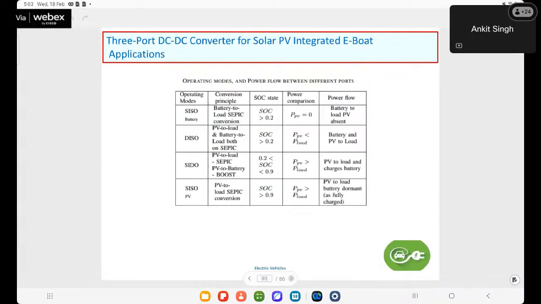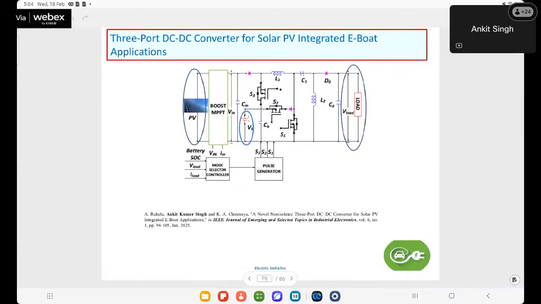In this, one important thing is that this particular converter is operated in different modes. This is the three-port converter. One port is the PV, at the second port there is the battery, and the third port is the load, whatever load it may be: DC link, and after that the motor and the drive system.